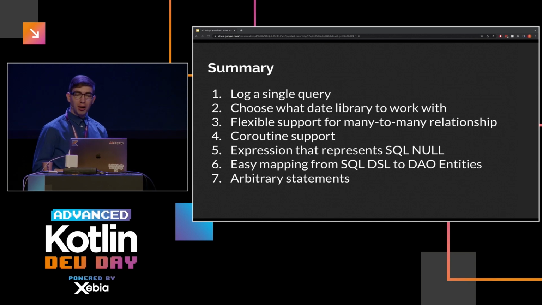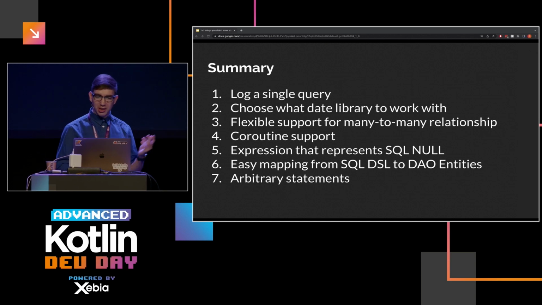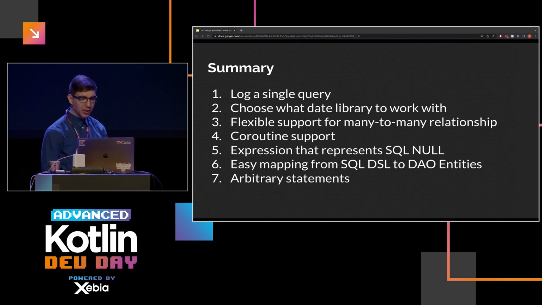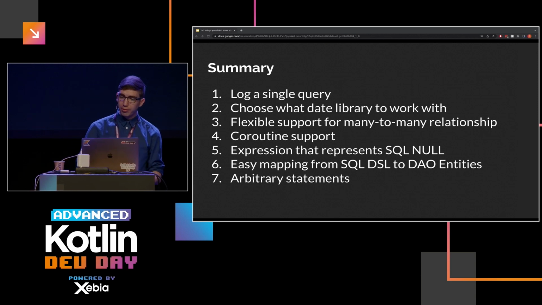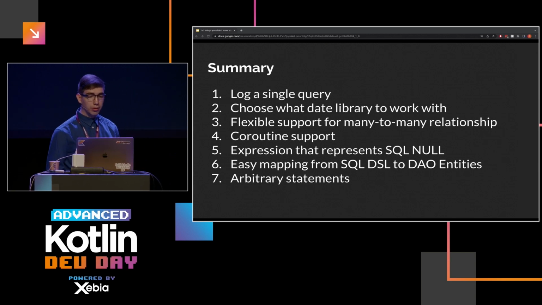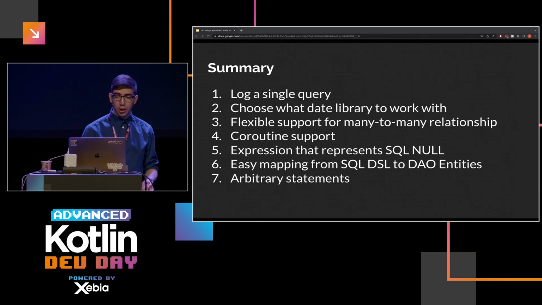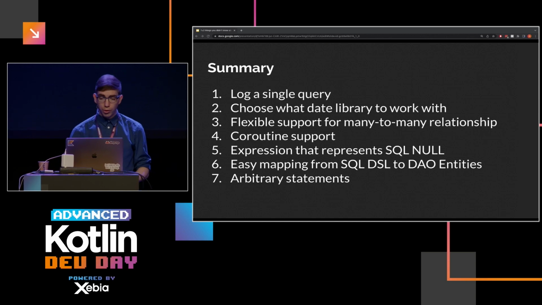Well, let's quickly recap the things you may have not known. In Exposed, you can log a single query, no need to log all of them. We discussed why Exposed requires you to pick the date library you work with, and that by default you should just pick the Kotlin date time. Exposed provides you with a flexible way to define many-to-many relationships using the via function. There is coroutine support. Many people ask about that. So if your code uses suspending functions, it's not a problem for Exposed. You just start with newSuspendedTransaction, and then everything should work.